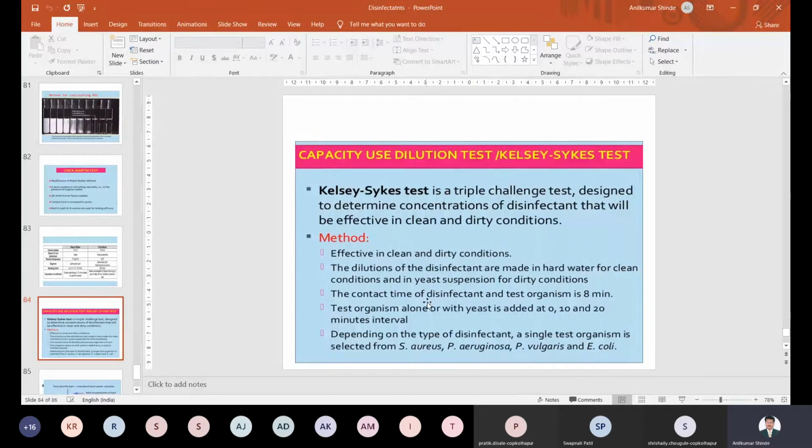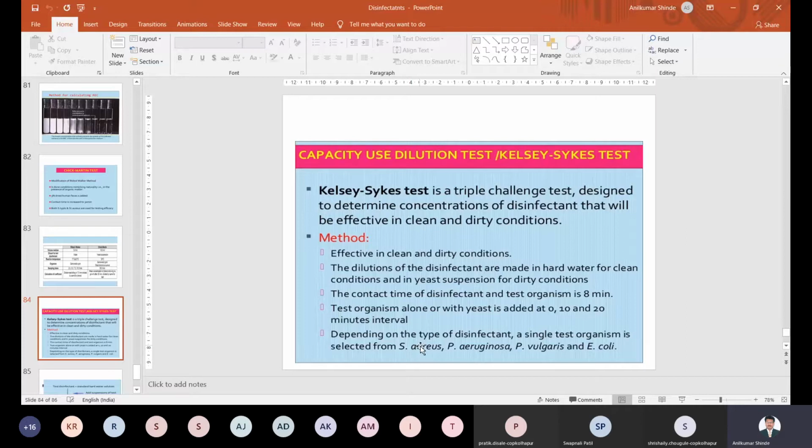Then the contact time of the disinfectant with the test organism is 8 minutes. So one cycle is 8 minutes. Then the test organisms are allowed, and waste will be added in the dirty conditions, and we can contact at 0, 10, and 20 minute intervals. Depending on the disinfectant, we can use single test organisms.